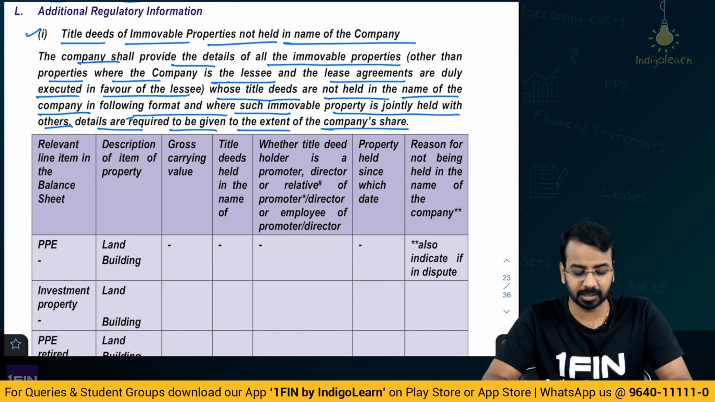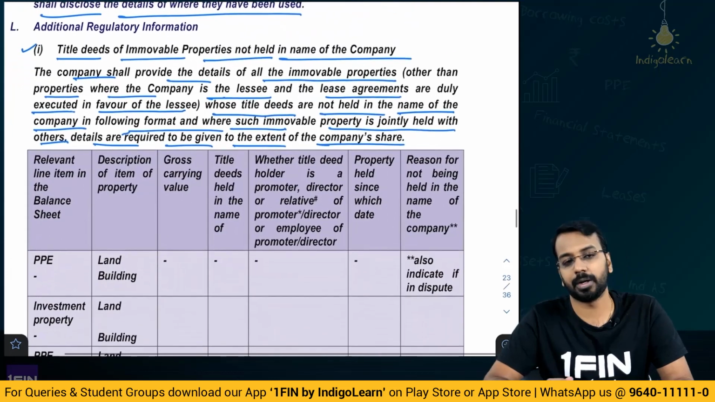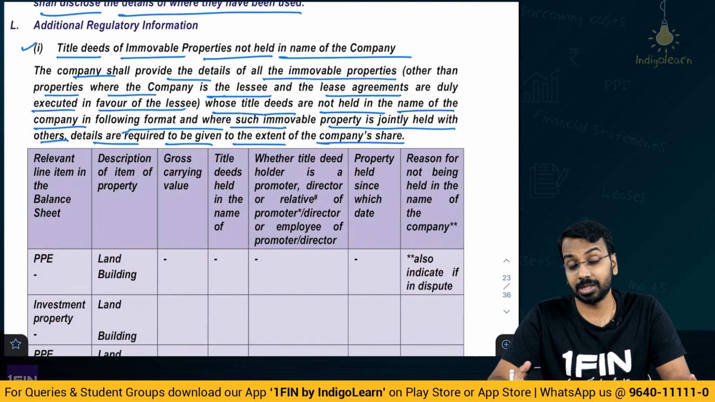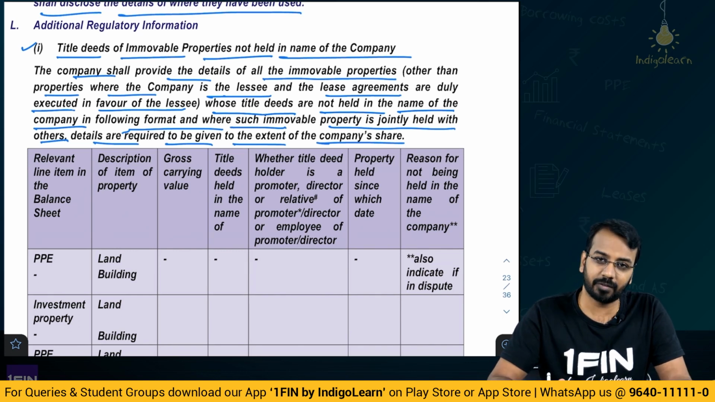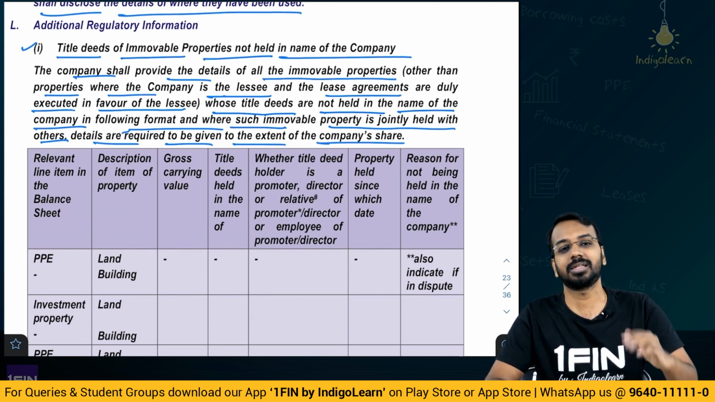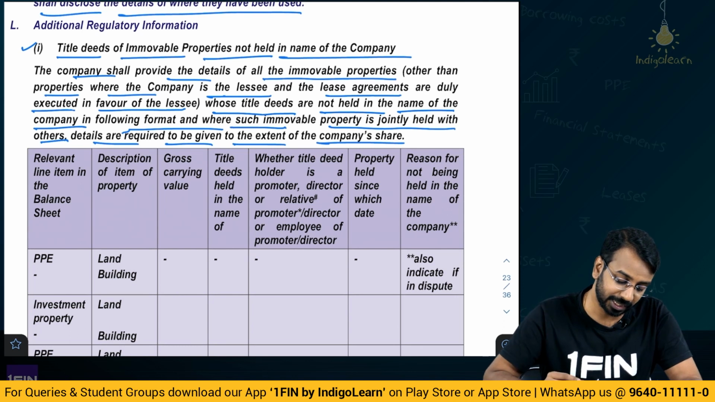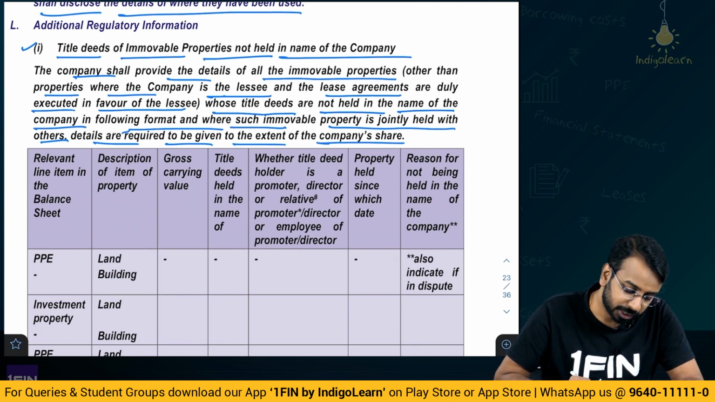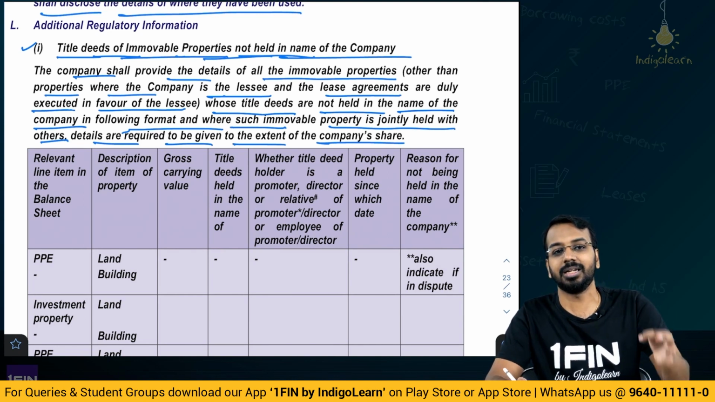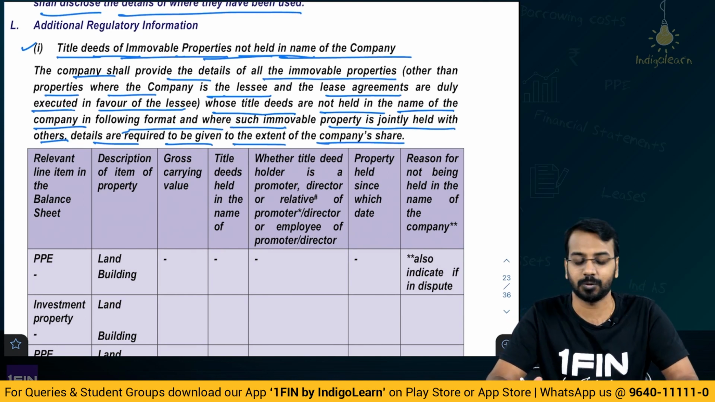Now, what is the meaning of this? See, let us say the company has occupied a property, or the company says we own a property. Now, if it is an owned property, you have the title in your own name, no problem. If it is a leased property, the property is leased in your favor, you have executed a lease contract, no problem. But if I am saying this is my property, but the title deeds are in somebody else's name, that has to be disclosed. So, very carefully: the title deeds of immovable properties not held in the name of the company. The title deed is not in the name of the company, that you have to disclose.